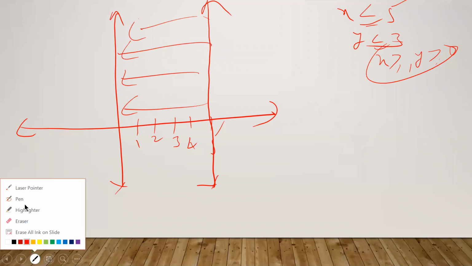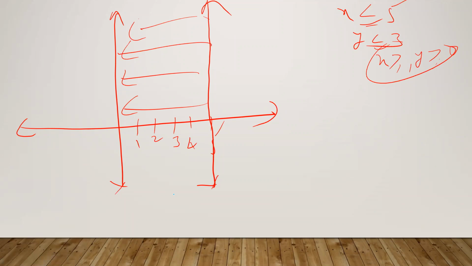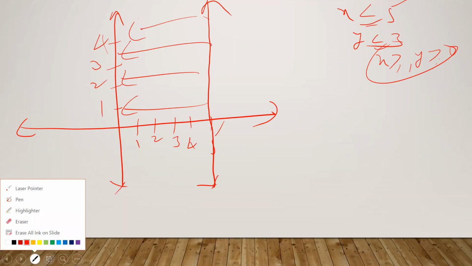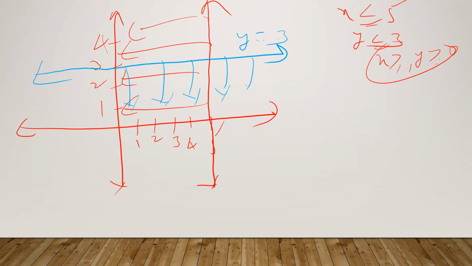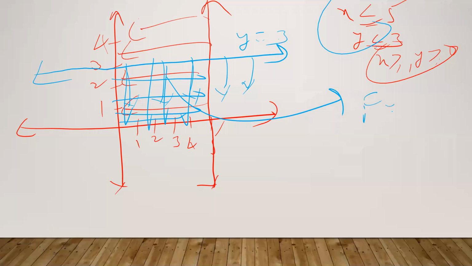Then y equal to 3. Where will that be? Here. y equal to 3, this is my line. I want y less than or equal to 3, which means I want this portion below the line. Now I want a common region. So the common region will be this, which has both blue color and red color. This is my feasible region.